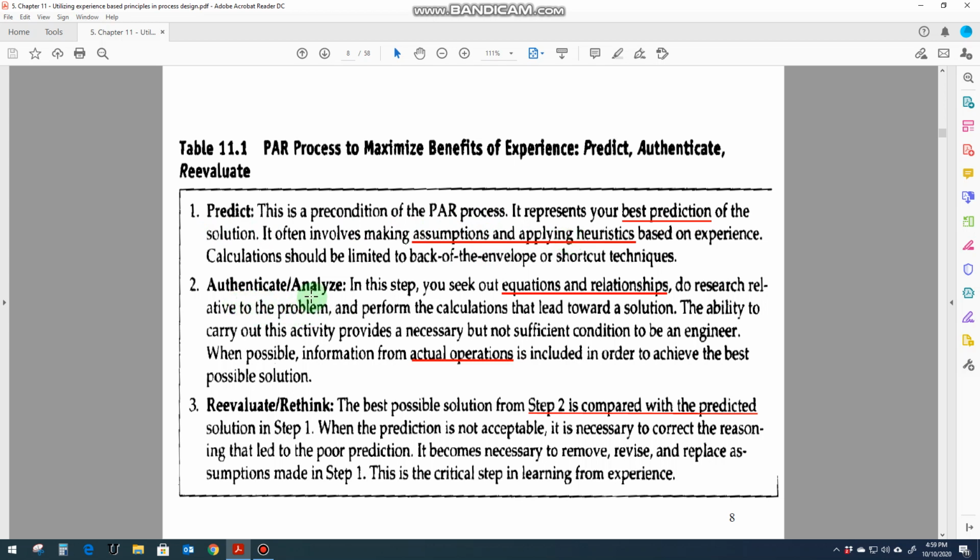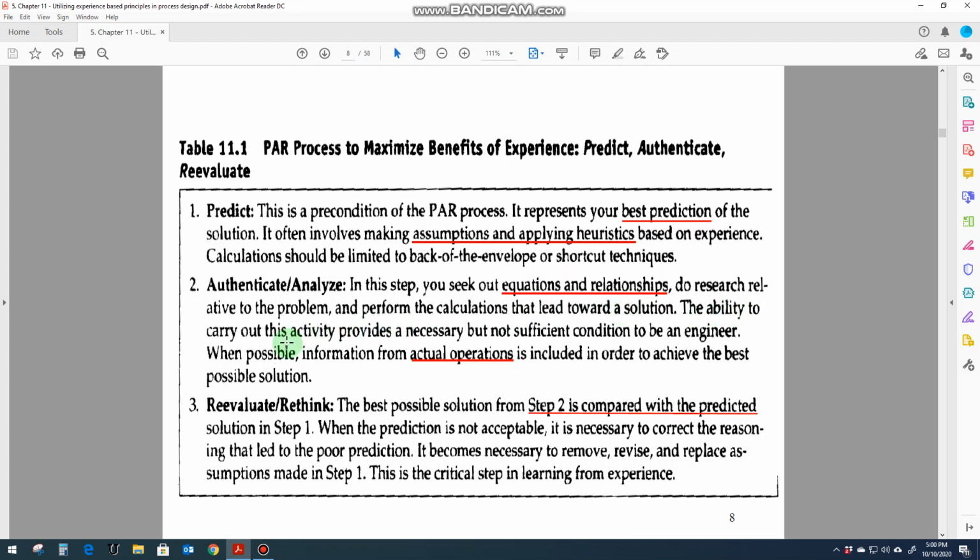Then authenticate and analyze. In this step, you seek out equations and relationships. Now here, to know the reliability of your prediction, you have to use some equations and relationships. And that could be shortcut methods, or that could depend on the knowledge that we learned throughout our engineering. Do research related to the problem, or if it is a specific problem, then you have to do detailed research on that specific problem and perform the calculations that lead to its solution. And then you have to use these equations to get some reasonable solution.